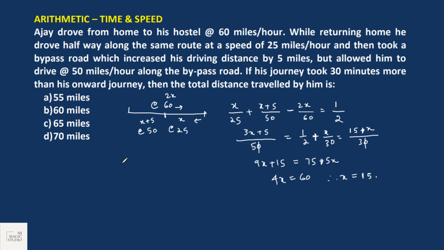Total distance traveled by him is 2x plus 2x plus 5. That is 4x plus 5. And 4x is 60. 60 plus 5 is 65 miles. Total distance traveled by him from home to hostel and back is 65 miles. That is option C.